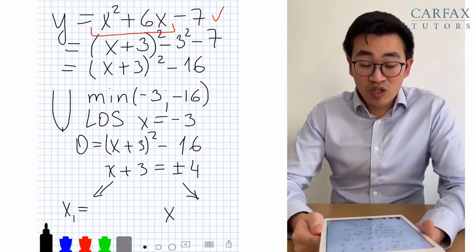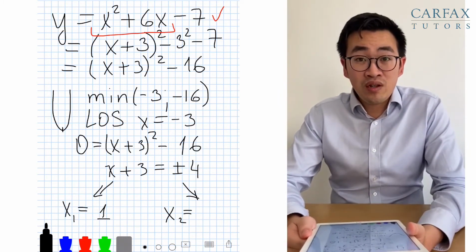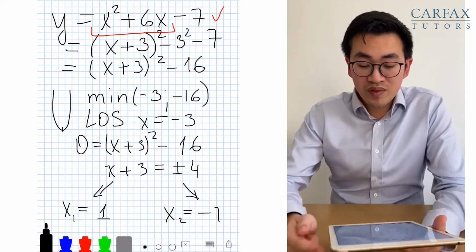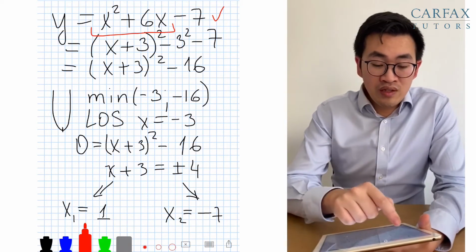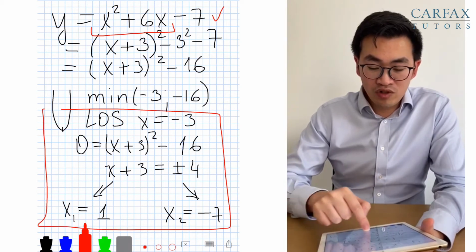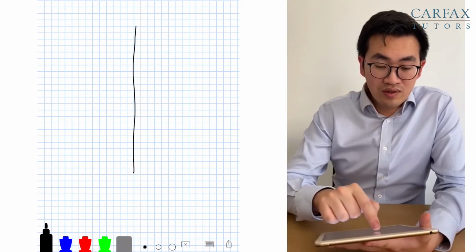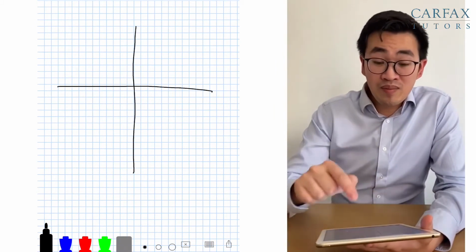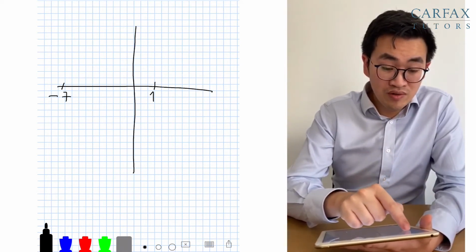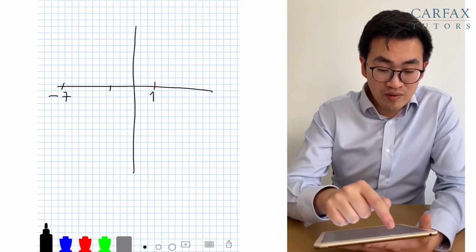If we take the positive 4, 4 minus 3 is 1. So that's the first x-intercept. And for the second x-intercept, it's negative 4, minus 3, so negative 7. Okay? So now that we have these three pieces of information, we can now draw the graph. So let's do that. Remember the x-intercepts were 1, 0 and negative 7, 0. The minimum point was minus 3, minus 16.